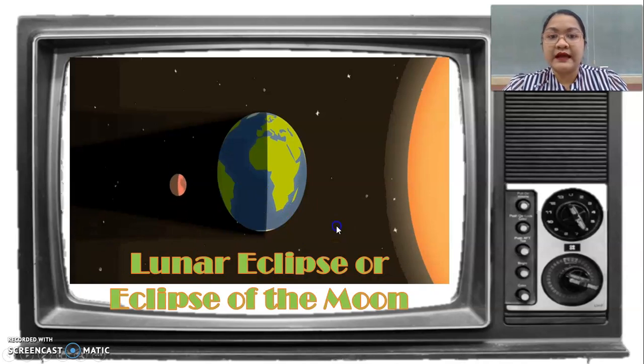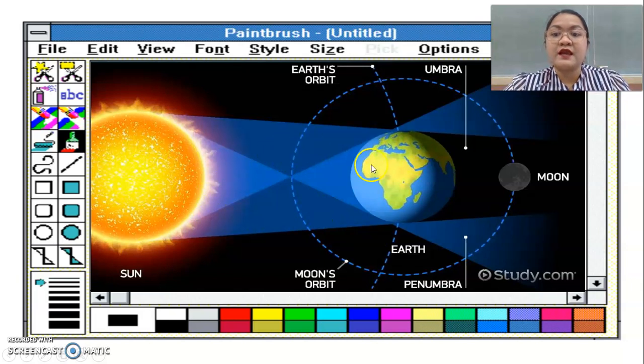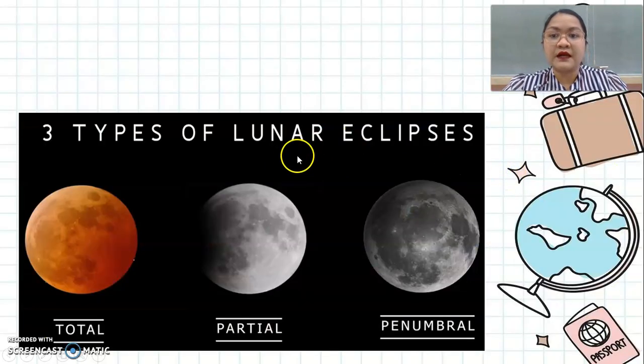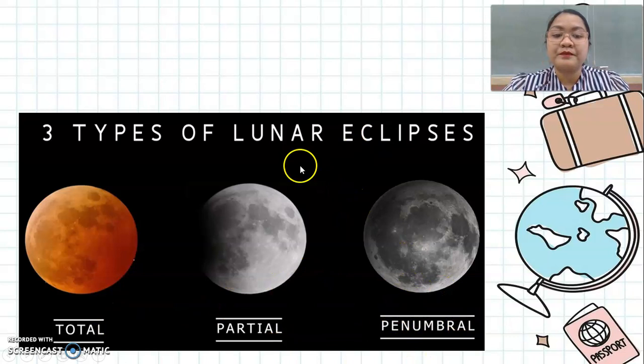Okay, so how does it happen? When the moon is orbiting around the earth, there is a time when the earth blocks the moon. Again, we have our umbra region and our penumbra region. Meaning to say, the sunlight that comes from the sun is blocked by the earth going to the moon. Just like the solar eclipse, lunar eclipse also has three types. It has the total, partial, and penumbral.